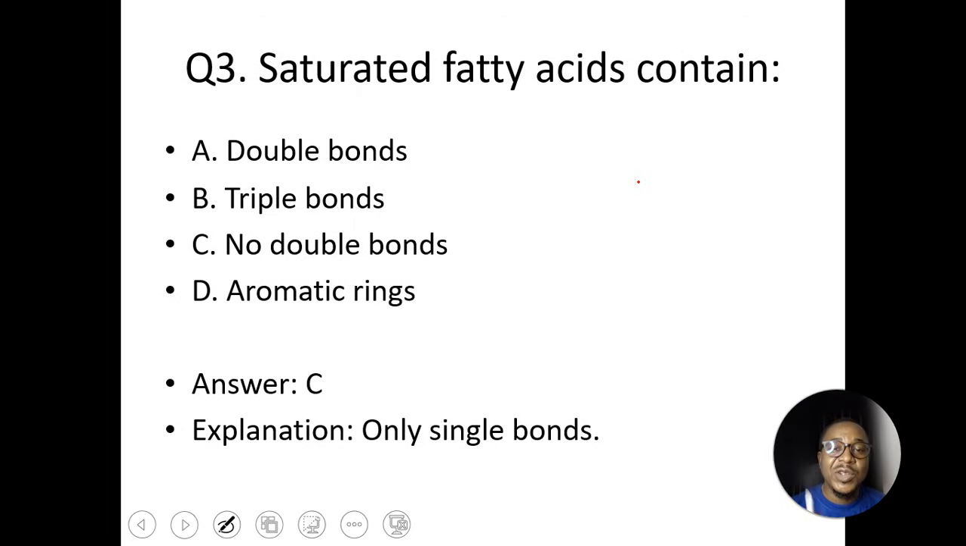Now, a saturated fatty acid contains no double bond, only single bonds. The answer to that question is C. There is no double bond at any point on the fatty acid chain.